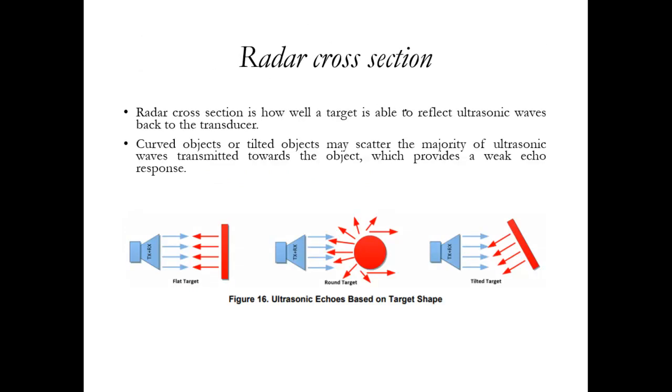Now we have an important factor called radar cross section. In this case, the transmitter receiver is arranged in a pulse echo mode. If we have a flat surface, we have almost 100% of the reflected energy going back to the transmitter. But if we have a round target, a lot of energy is getting wasted, not being transmitted back to the transmitter, so the percentage of reception is less. And if you have a tilted target, again, a lot of energy is wasted. It's not reflected back to the receiver. So the radar cross section is how well the target is able to reflect ultrasonic waves back to the transducer. Obviously, curved or tilted objects may scatter the majority of ultrasonic waves transmitted towards the object, which provides a weak echo response. So this is again a limitation.